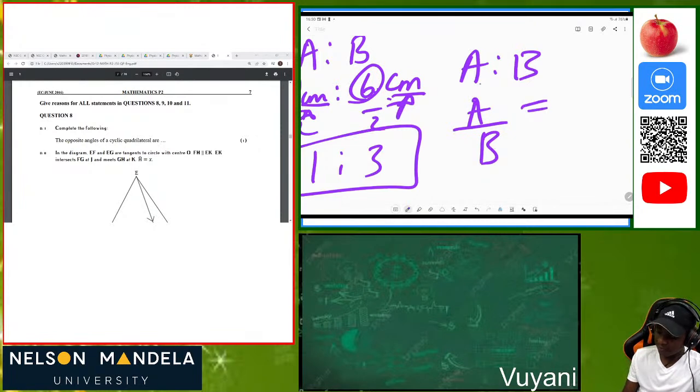So what do we have for the value of A? We had 1, and what do we have for the value of B? We can write them in the form of fractions.